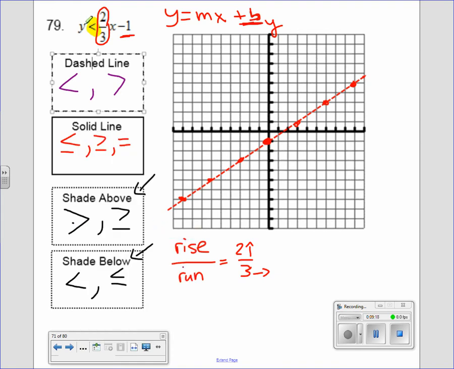Now moving on. The symbol in our inequality is less than. So if I look here in my notes, I find less than under shade below. So I'm going to look at my line and I'm going to shade below the line. Okay? And that is how we graph an inequality.